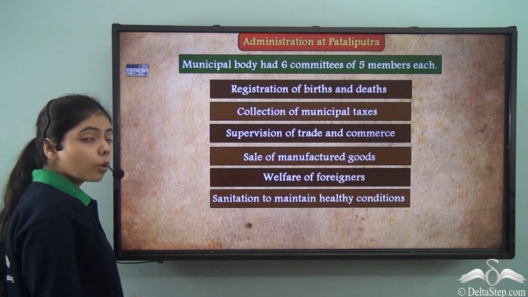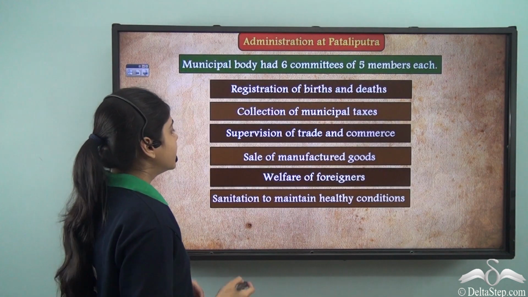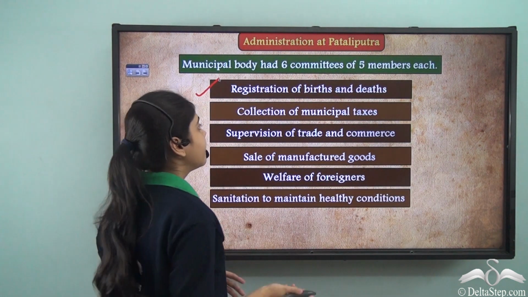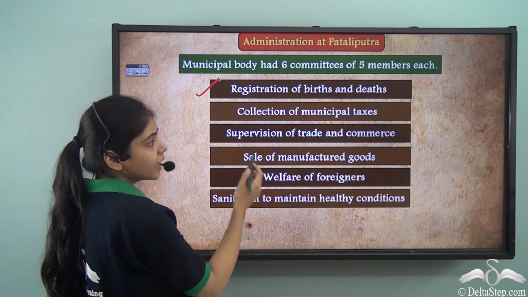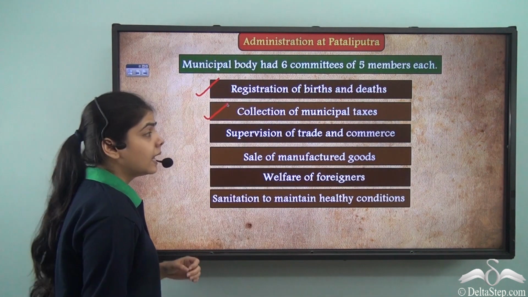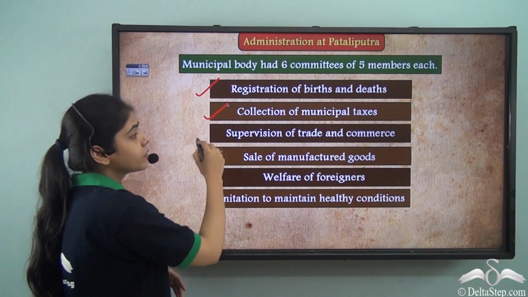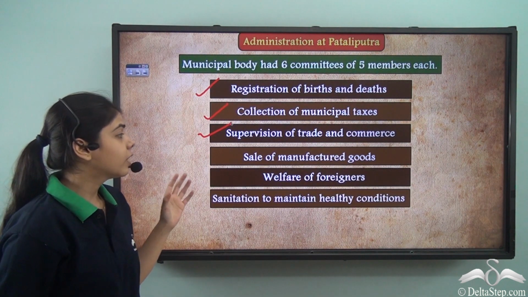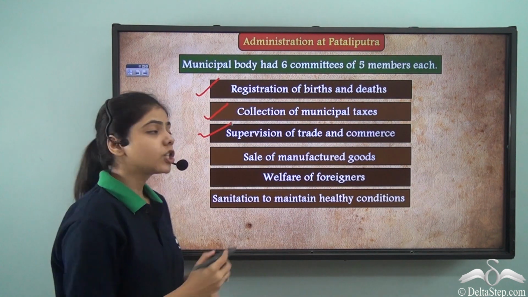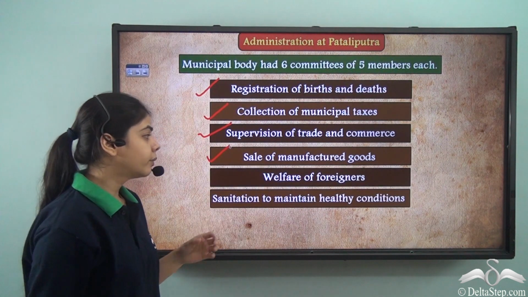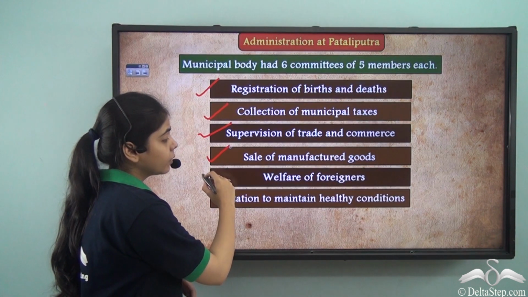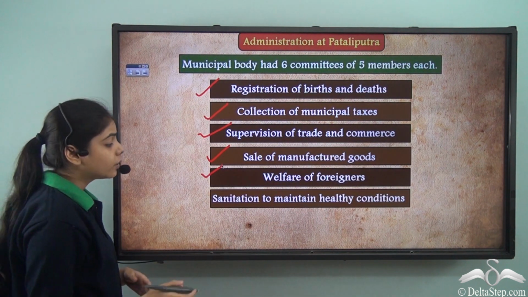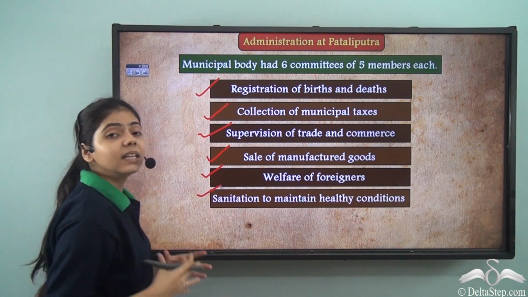Now what was the role of these committees? The first committee was entrusted with the role of registration of births and deaths. The second committee had the role of collection of municipal taxes. The third committee had the role of supervision of trade and commerce. The fourth committee was entrusted with the role of selling of manufactured goods. The fifth was having the responsibility of welfare of foreigners, and the last committee was designated with the role of sanitation to maintain healthy conditions.